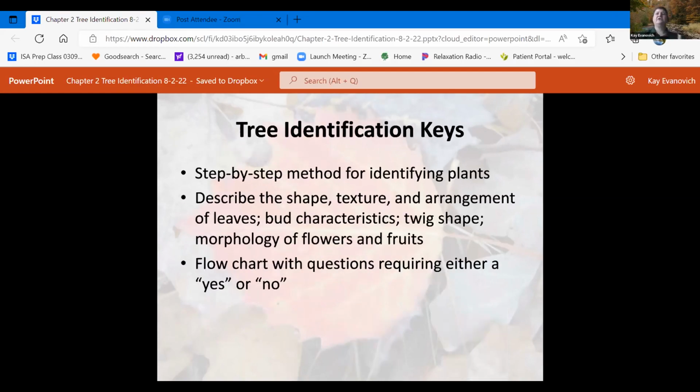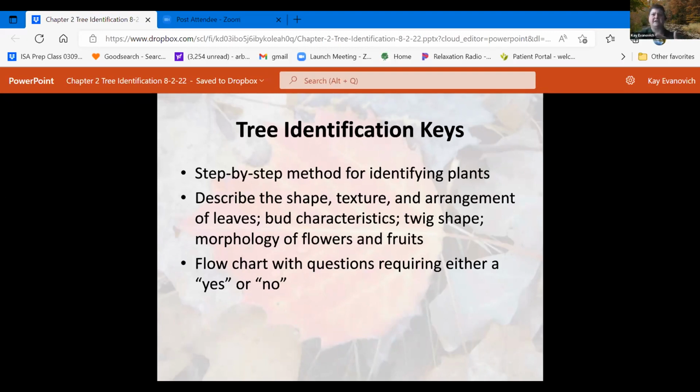All right, so tree identification keys are forms that are step-by-step methods for identifying plants. It's a little written key, like a book, that describes the shape, texture, and arrangement of leaves, the bud characteristics, the twig shape, and the morphology of the flowers and fruits. It has a flow chart with questions, like, does it have a palmate leaf? Yes. And then you go to the next thing.